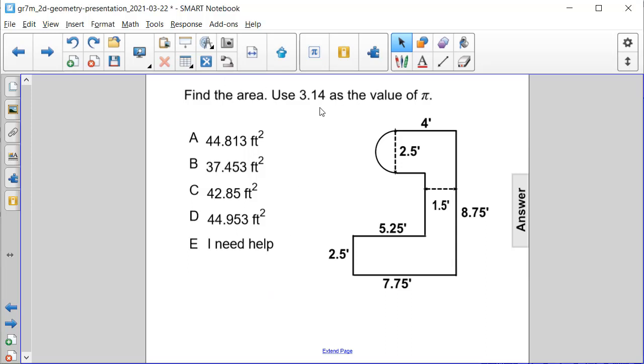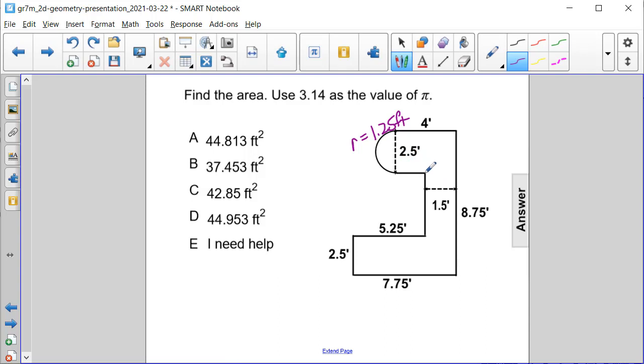Find the area. Use 3 and 14/100 as the value of pi. So we have this irregular figure going on here, and it consists of some rectangles and a semicircle. What's cool is that the semicircle already has a dotted line drawn here, and we know that its diameter is 2.5 feet. So if its diameter is 2.5 feet, then its radius is going to be 1.25 feet.